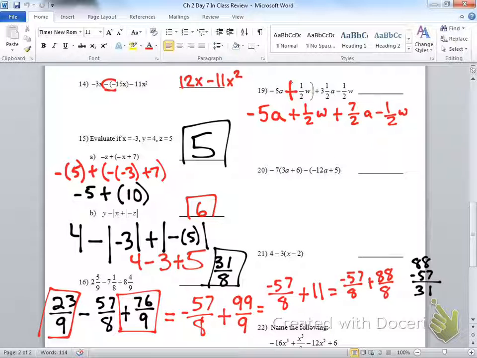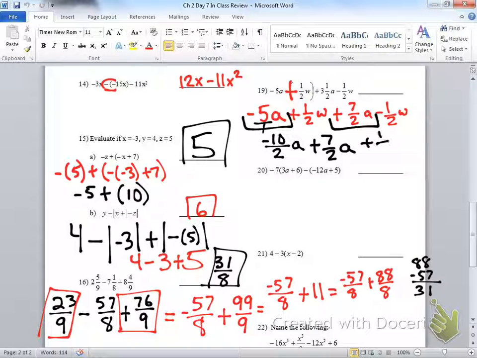I added -5a and 7. So you want to add those? Can I add them right now? No. Do they have common denominators? No. But you can multiply 5 over 1 by 2 over 2, right? Yeah. So -10 over 2a, and then plus the 7 over 2a. And then I'll just deal with the w's in a minute.